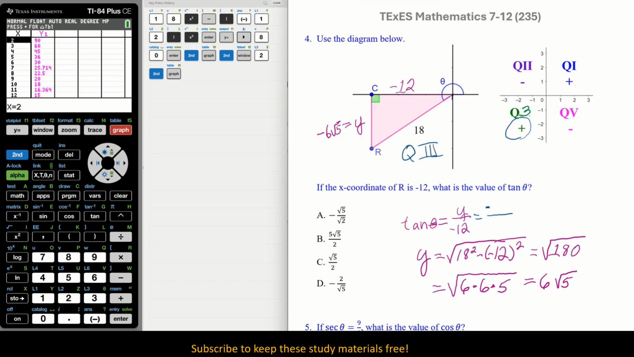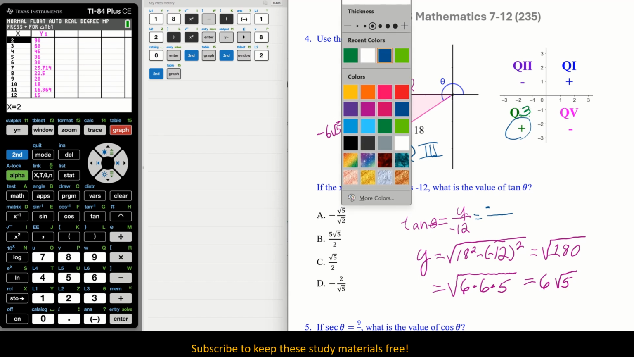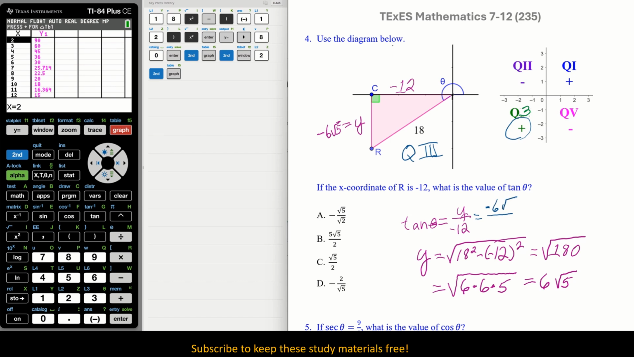Okay, and I can go back. Let me go back to my blue. Okay, so that means that we will have a positive. So that will be 6 square roots of 5 over the minus 12. Well, minus 12 is 6 times 2. And this implies what? That this is canceled. So we have 5 square roots of 2. So that's option C, which is correct.